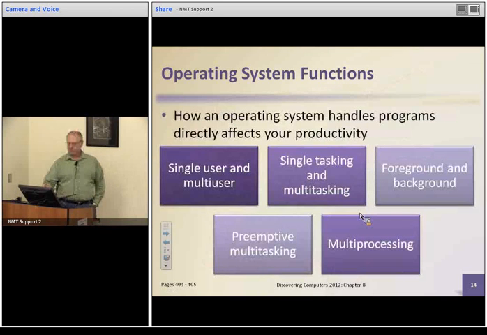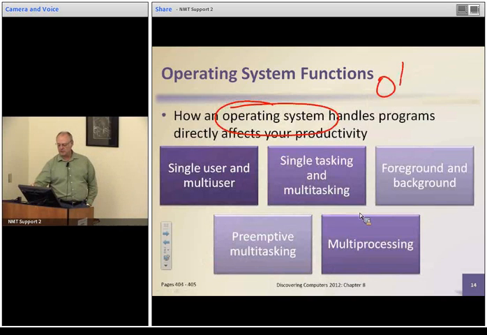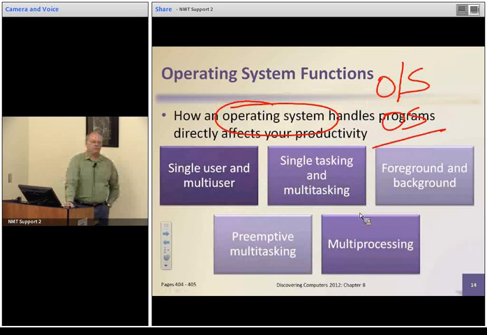Different levels of operating systems. And by the way, I forgot to mention, I may just call operating systems an OS. That stands for operating system if I use that term. There's two, let's break these down.